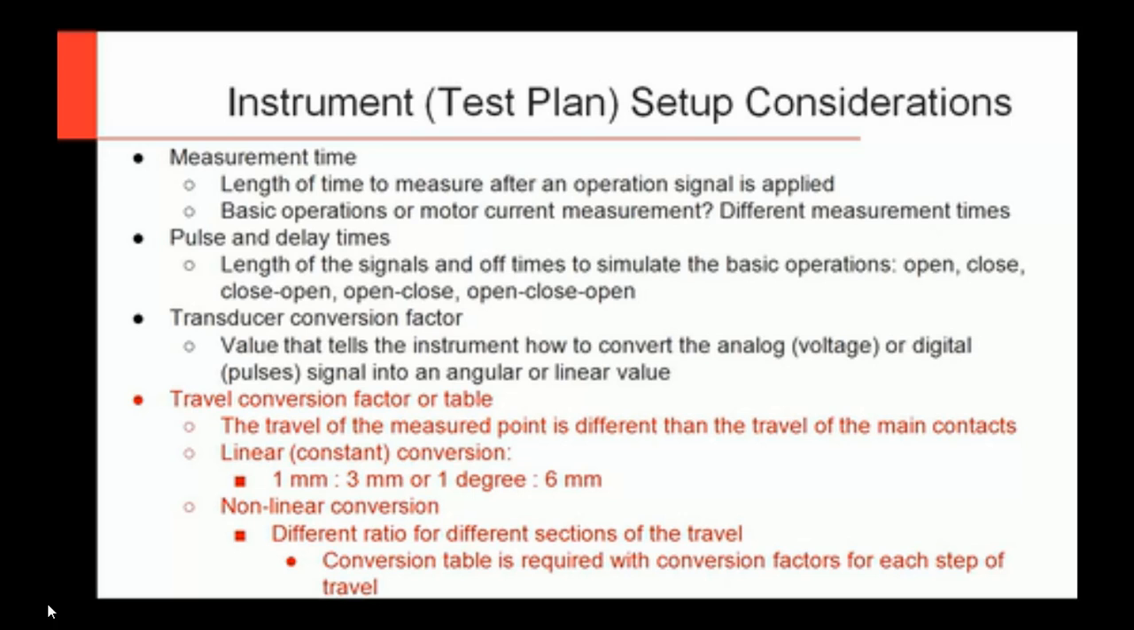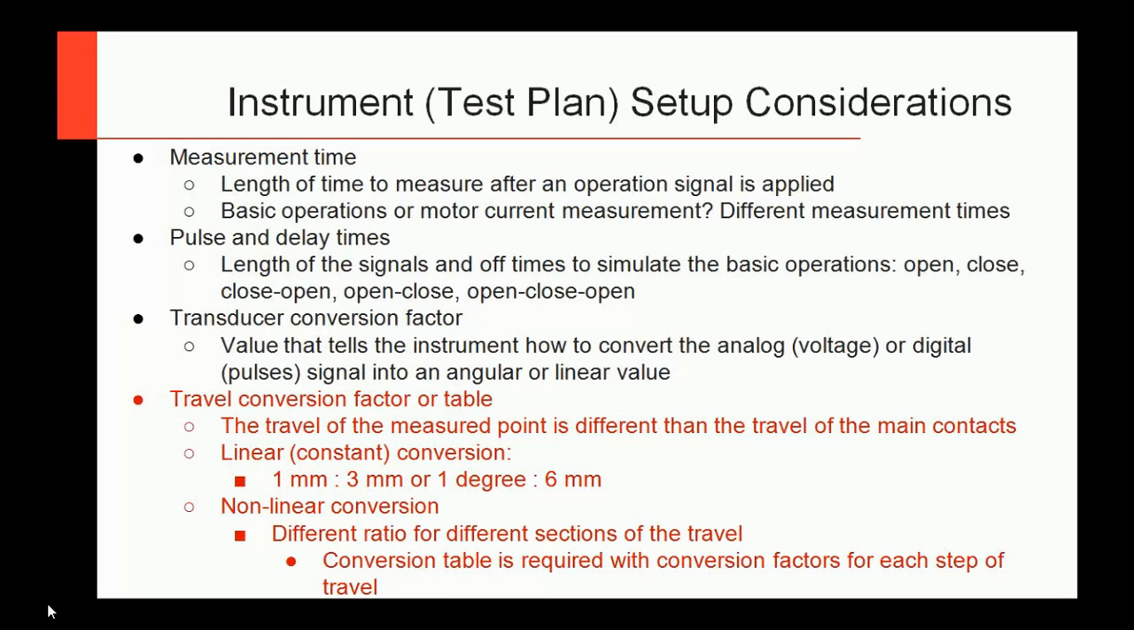Transducer conversion factor. We have both analog and digital type transducers, so you want to know how many pulses is a millimeter, how many pulses is a degree, or like a resistance value if it's an analog. And then one thing, as I mentioned before, is a conversion factor or a table. So if you're hooking up your transducer and it's not an actual one-to-one representation of the interrupter, you might need to say, okay, 1 millimeter is equal to 3 millimeters here. So 1 millimeter of transducer travel is equal to 3 millimeters of actual interrupter travel.